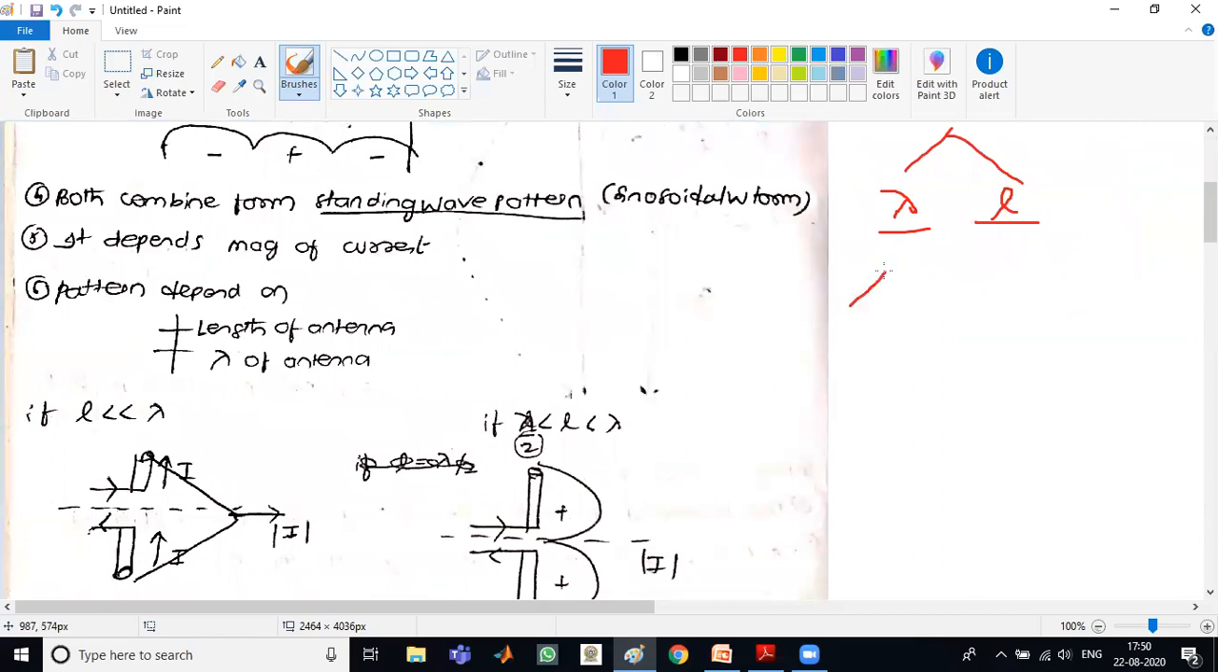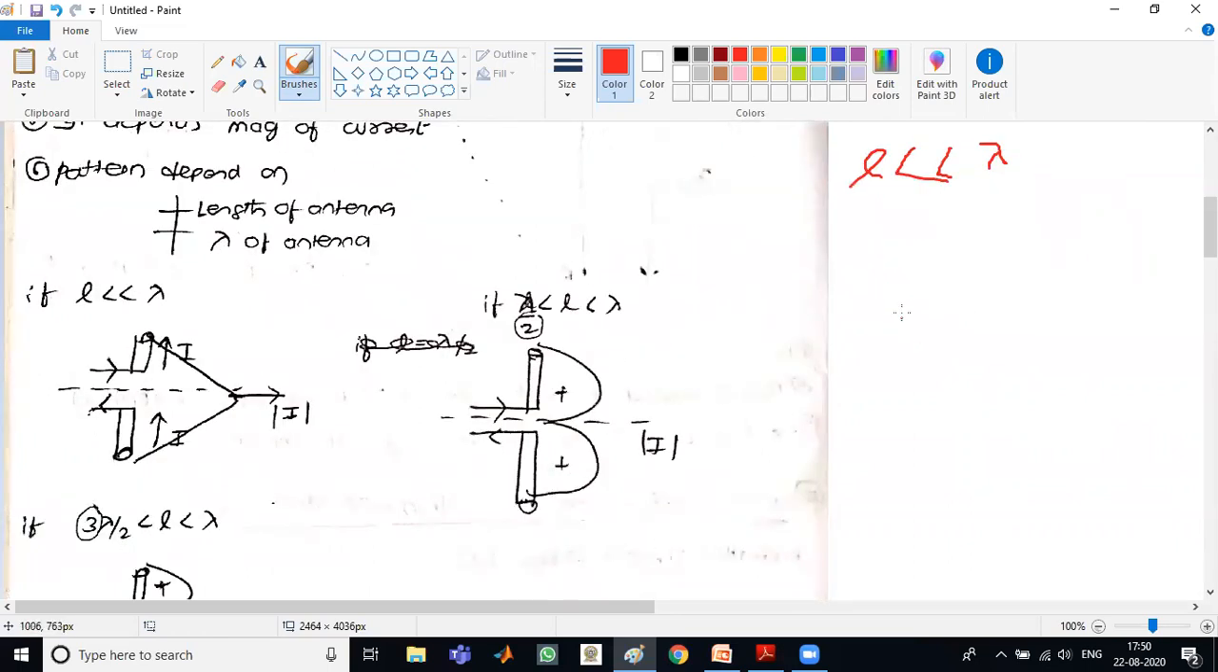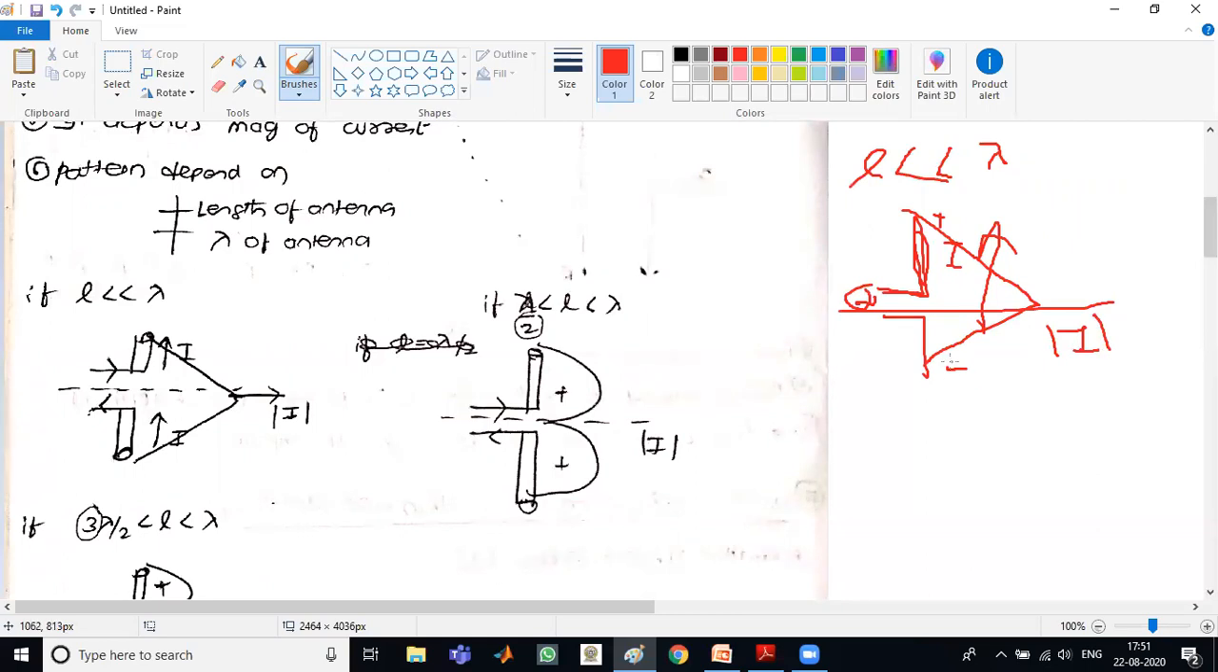For example, if the length is far less than lambda, this is the dipole antenna. Considering the dipole antenna, when you give the source, the current flows in this direction. If you consider this as positive and this as negative, the current distribution is in this direction, and this is the magnitude of I. These are standard, practical cases.